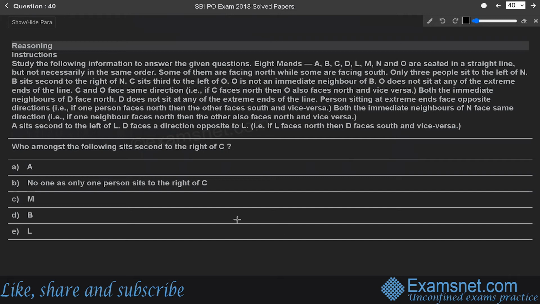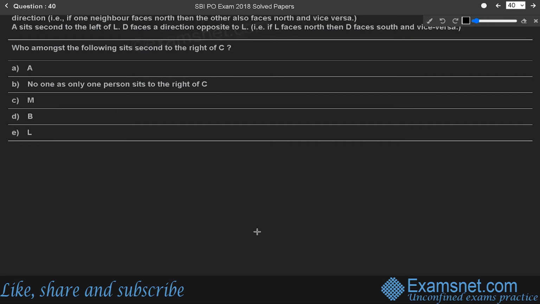Next question also has the same directions. So first, let us make the sitting arrangement. L, O, A, N, C, B, D, and M.